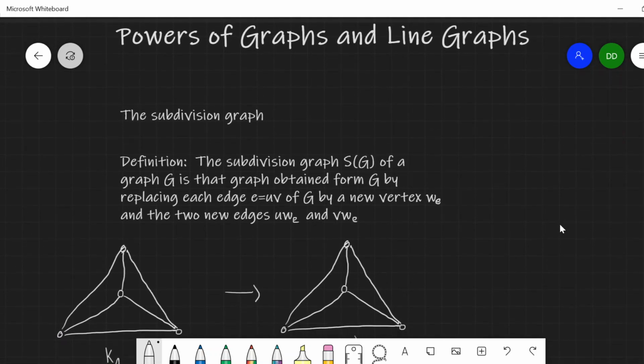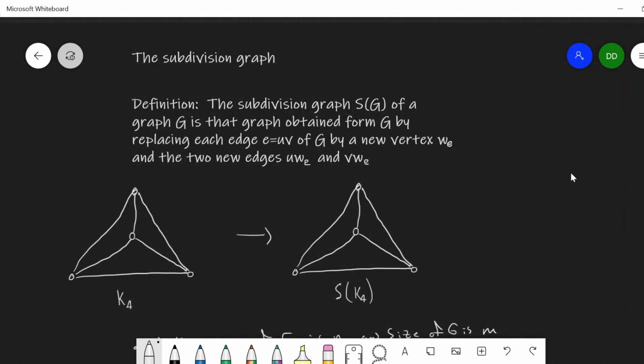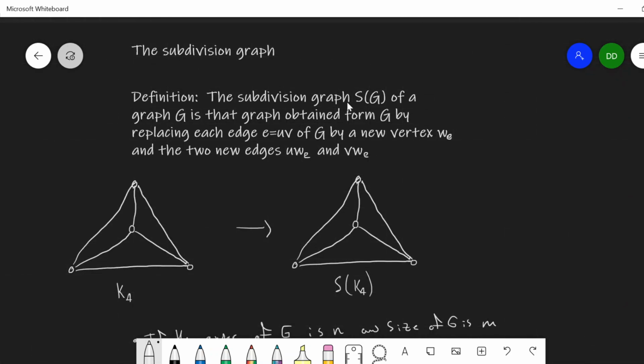So we start with a new graph operation called the subdivision of a graph. This is denoted S of G, and it's the graph obtained from G by replacing each edge UV with a new vertex, W sub E, and two new edges, UW sub E and VW sub E.